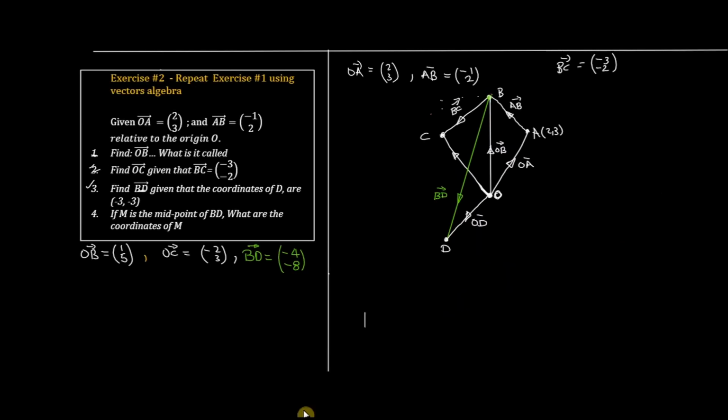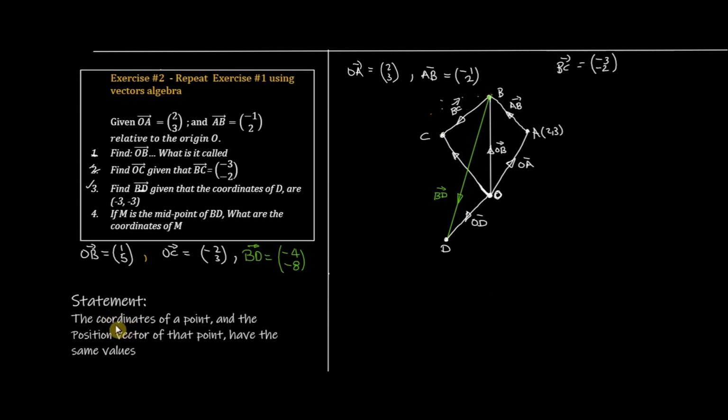Bear that in mind. Okay, so let us look at the last part of this question, which is part 4, which reads, if M is the midpoint of BD, what are the coordinates of M? Now, whenever you're asked to find the coordinates of a point, always think about finding first its position vector. And here's why. If you know the coordinates of a point, then you also know the position vector because they have the same values. For example, OB is a position vector with values 1, 5, and therefore we could state immediately that B, the point, has coordinates 1, 5. So if I know the position vector, I know the coordinates, and if I know the coordinates, I could also use that to determine the position vector.